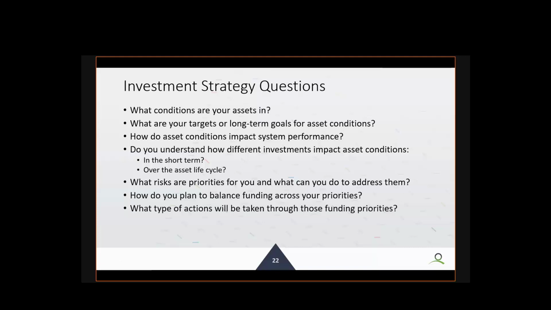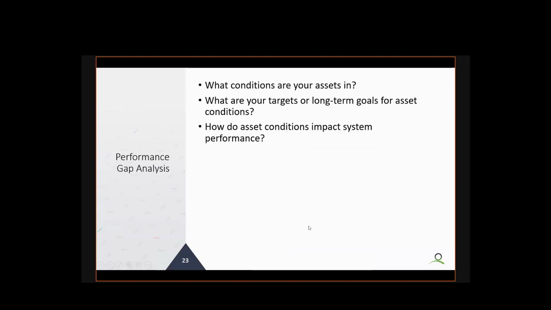And then finally, what types of actions will be taken through those funding priorities? So now you know how you want to invest, what your priorities are. Now you need to document that in terms of how much of different types of work will you be delivering, and how much will you be funding that work in each of the different types. So that's the term work type is something we'll be talking about.